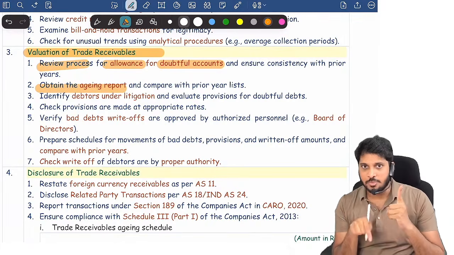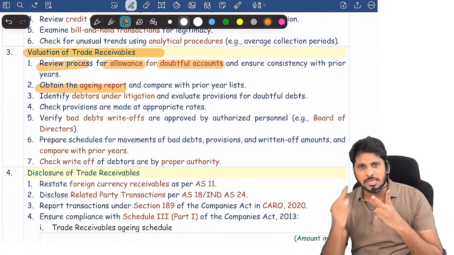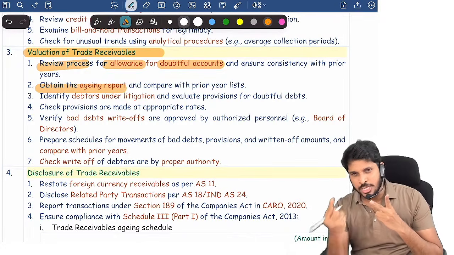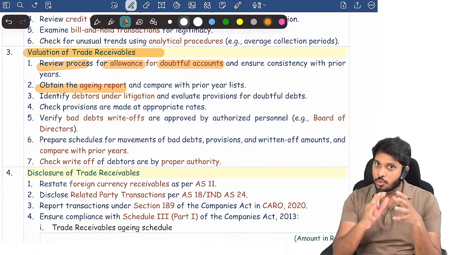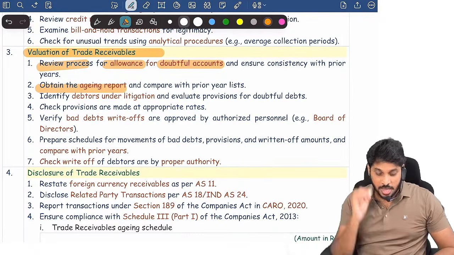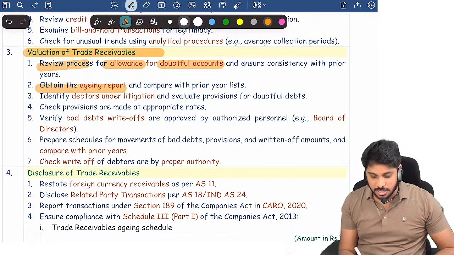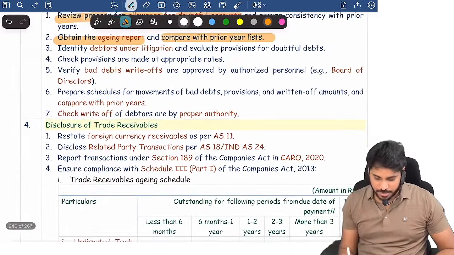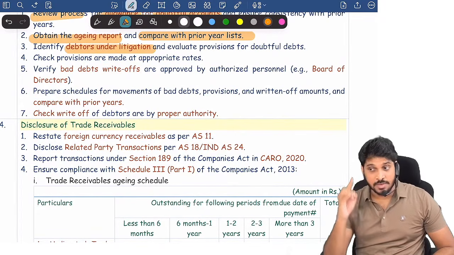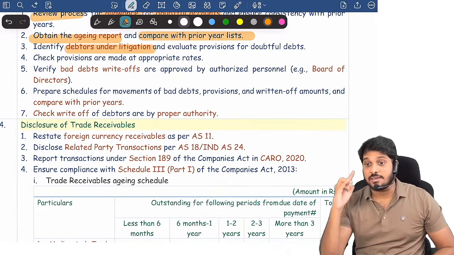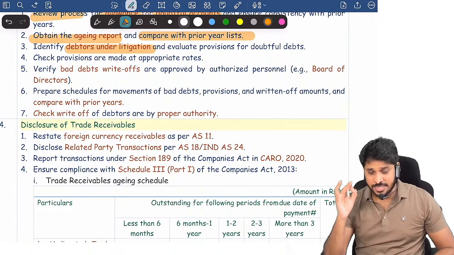the debtor. Age means what? Are they outstanding for more than 3 years, more than 2 years, more than 1 year, more than 6 months, between 0 to 6 months? Are they overdue or not overdue? That also you should understand. So get an aging report, compare the aging report with the prior period reports. Yes or no? And identify, is there any debtor under litigation, and see whether the debtor can be collectible or not.